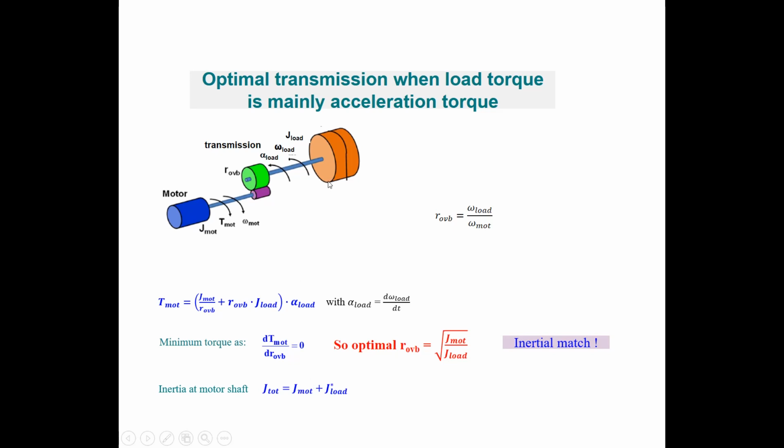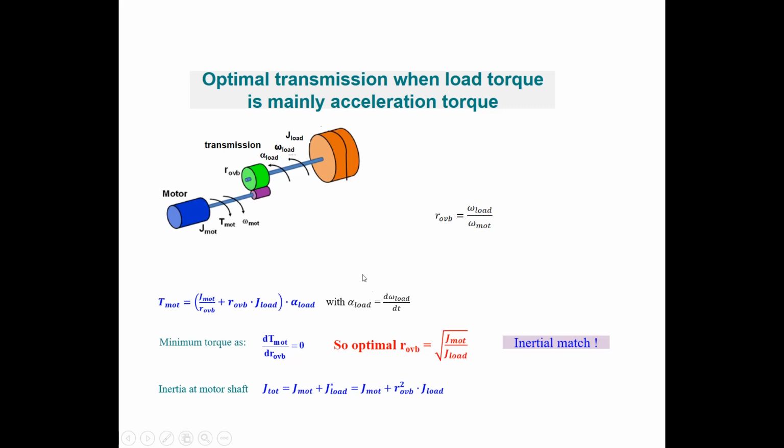And you should know that when you transform an inertia of a load towards motor level, you have to multiply it with the ROVB squared. And when you do that, you find the expression that J in total is equal to J motor plus the reduced load inertia, which is equal to J load times ROVB squared. So that is in general in this kind of a system.